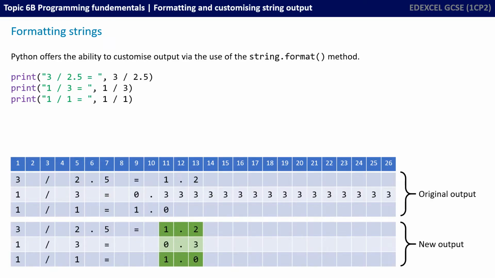Now, the original output looks a bit messy. For a start, the three calculations aren't aligned equally. The second calculation has a reoccurring fraction, 0.33333. It would be much nicer if we could, for example, format the output so it was all neatly aligned and it was only formatted to a single decimal place, preventing that reoccurring number. Well, we can do this with the string.format method.